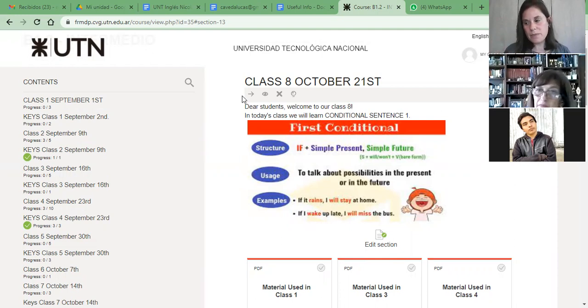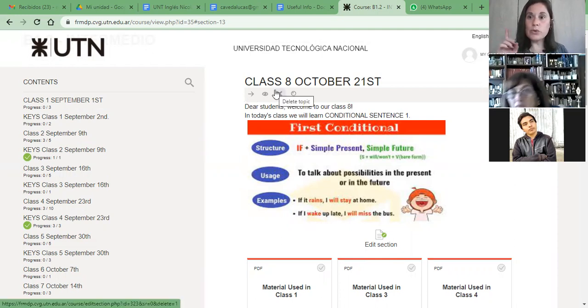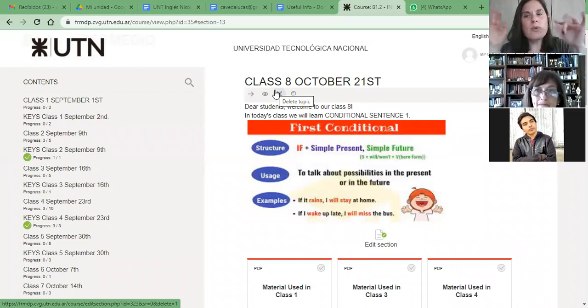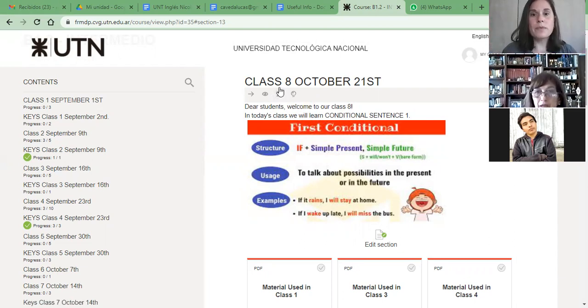For example, if I tell you, if you study, you will pass the exam. That is, you will pass the exam only with the condition that you study. Okay? So it has a consequence, but always it has a condition. If I feel bad, I will stay at home. That means I will stay at home only if I feel bad. If not, I will go to work. Do you understand? You use if always in conditional, or some other words that we will see today.